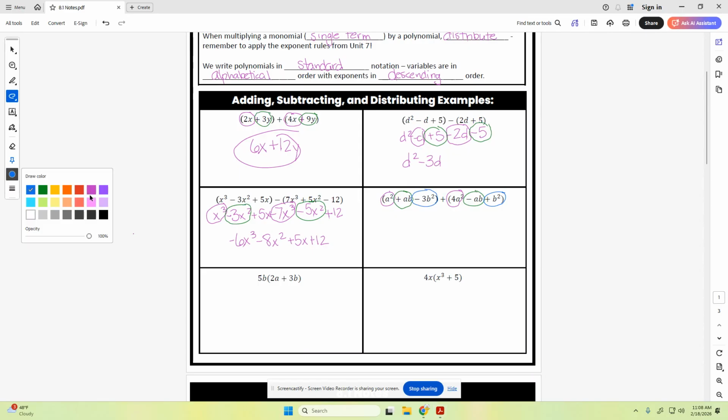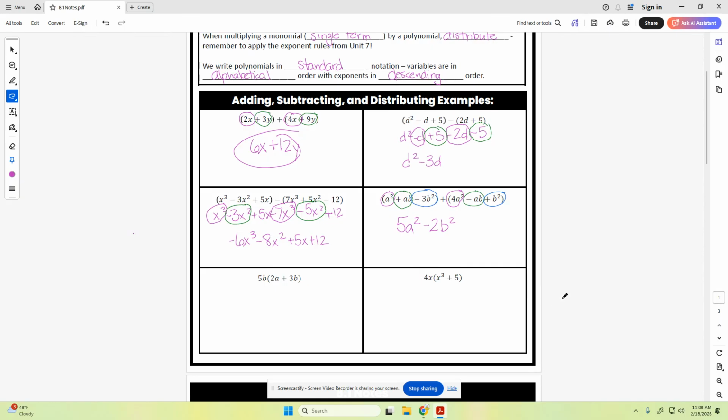So adding together the a squareds, 1 plus 4 is 5a squared. 1 minus 1 is 0. Those cancel each other out. I have no ab in the answer. I don't need to write anything there. And then negative 3 plus 1 is negative 2b squared. So those are all of our examples with adding and subtracting polynomials. And again, it really goes back to combining like terms, making sure that they have the same variable or variables, and each variable has the same exponent.